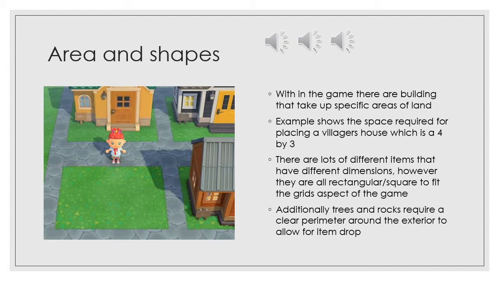So, this game works on a grid system, which is useful for putting down different items, as you need to learn about the different shapes and different dimensions of the objects that you place. As you can see in the example, there is an area drawn out for where a house would be put for a villager, because the villagers' houses are 4 by 3.